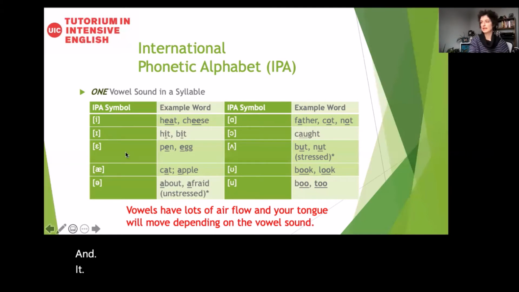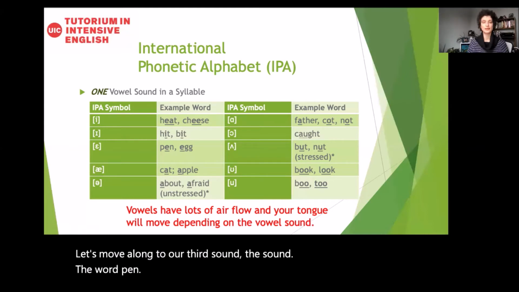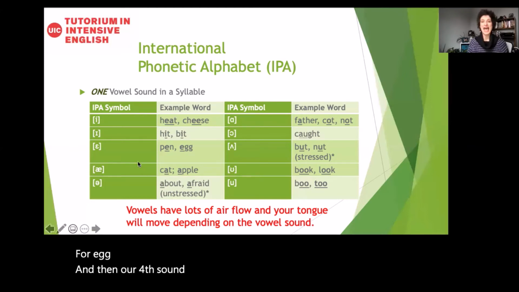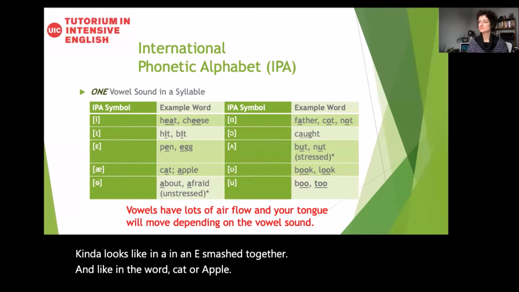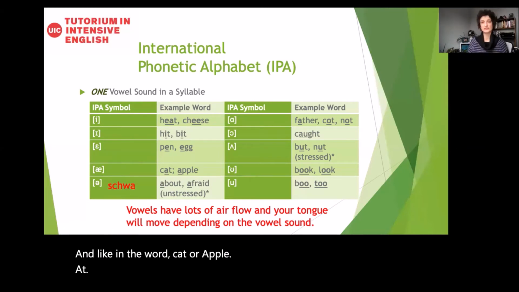Let's move along to our third sound, the sound eh, like the word pen or egg, eh. And then our fourth sound, we have the sound ah. Kind of looks like an A and an E smushed together. Ah, like in the word cat or apple.